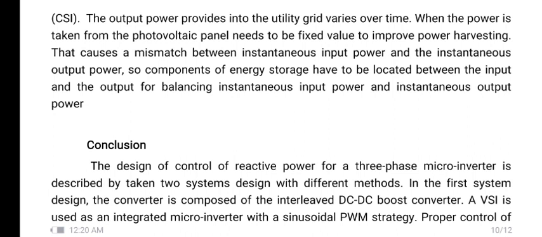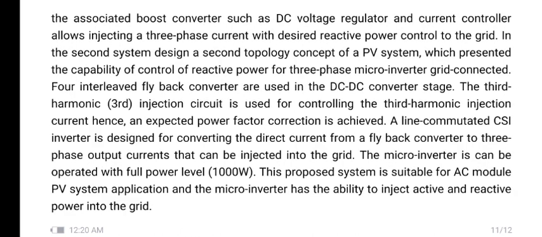And the conclusion: the design of control of reactive power for a three-phase microinverter is described by taking two system designs with different methods. In the first system design, the converter is composed of the interleaved DC to DC boost converter. A VSI is used as an integrated microinverter with a sinusoidal PWM strategy. Power control of the associated boost converter, such as DC voltage regulator and current controller, allows injecting a three-phase current with desired reactive power control to the grid.